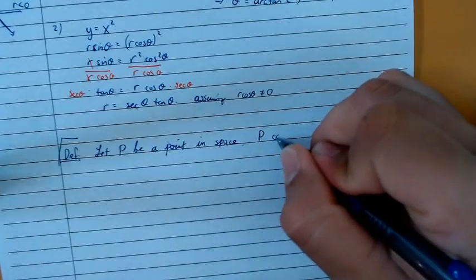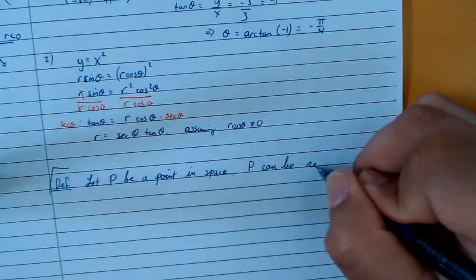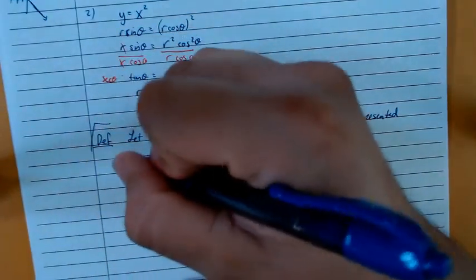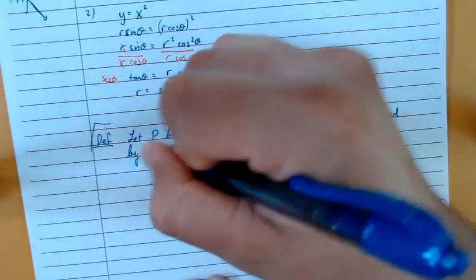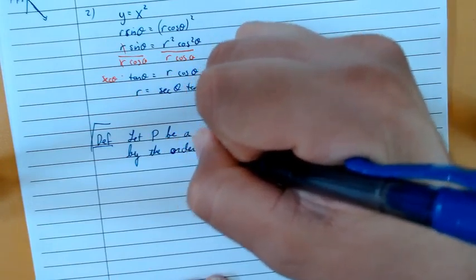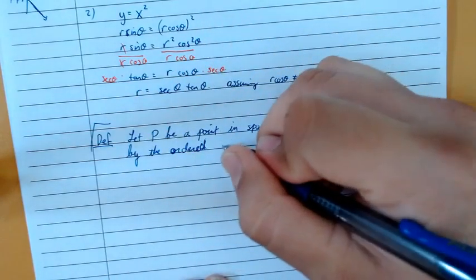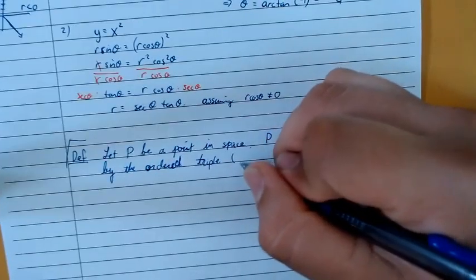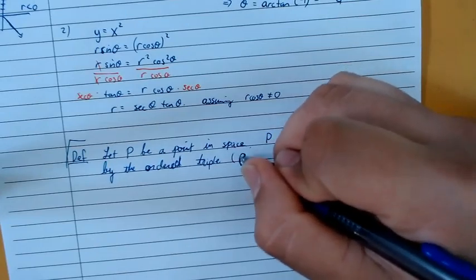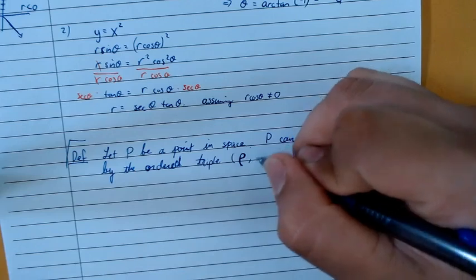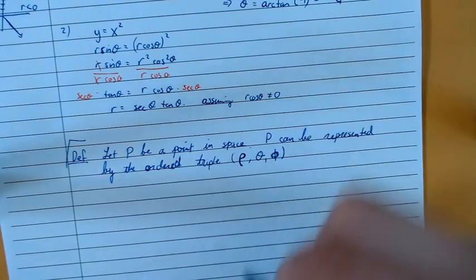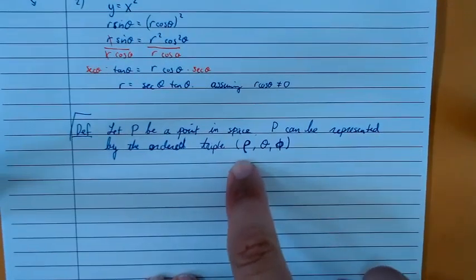P can be represented by the ordered triple. You might say, what are those symbols? Is that the letter E or is that the letter P? That's neither of those.